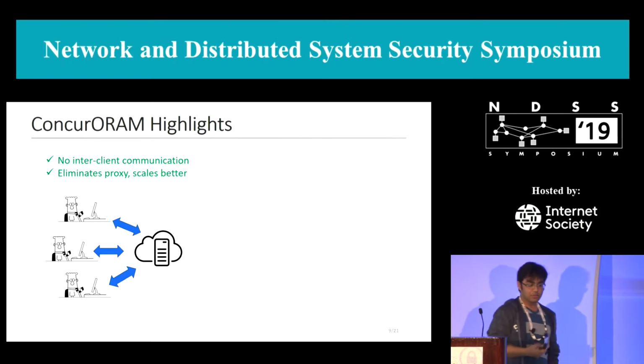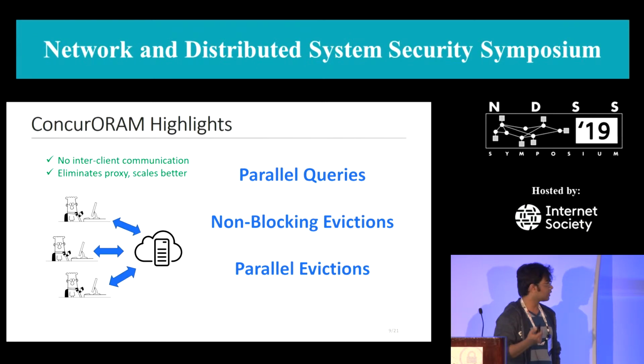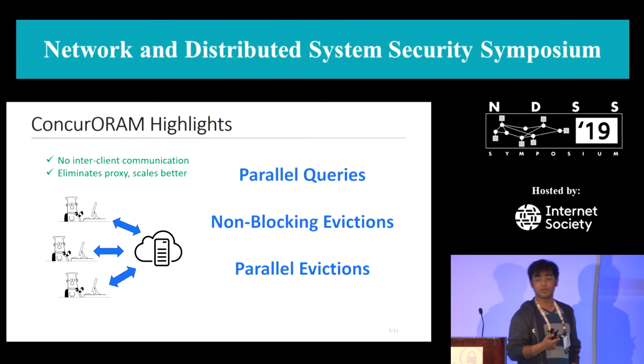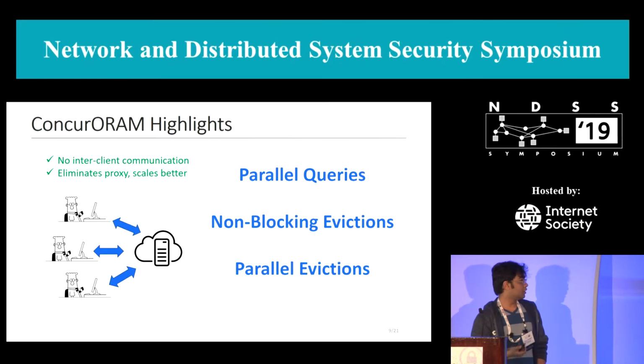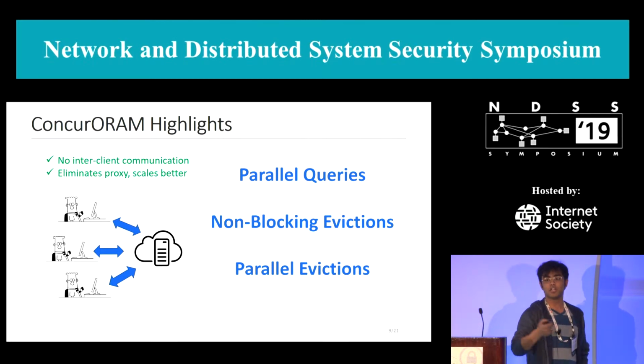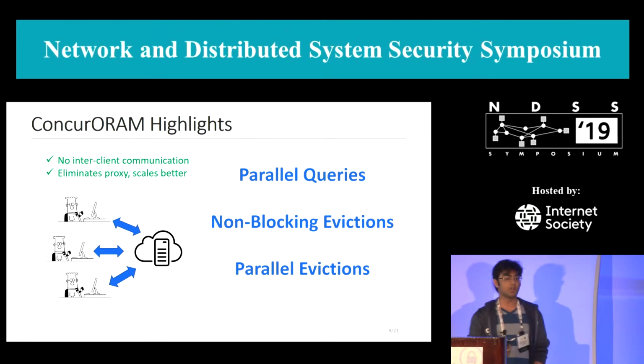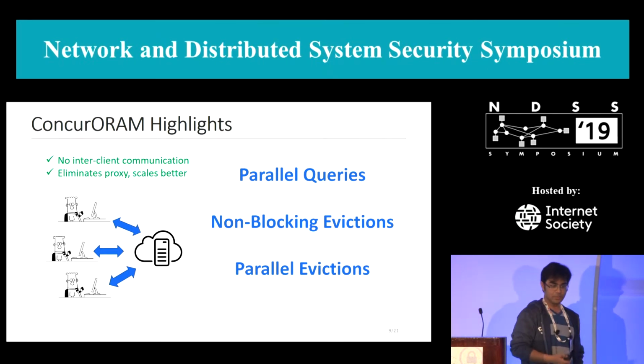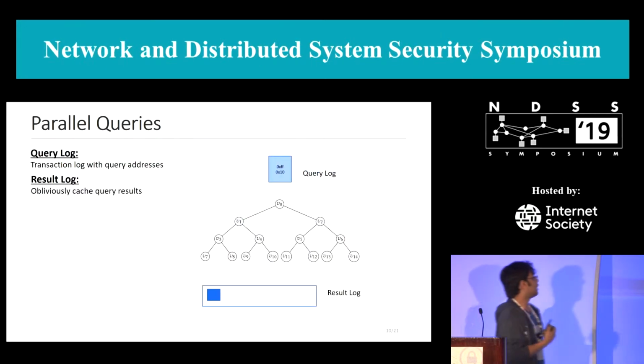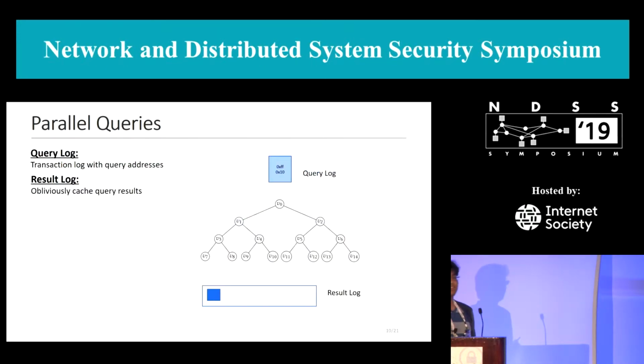And this is possible due to 3 key innovations. Parallel queries, which means that you can now execute multiple queries in parallel. Non-blocking evictions, which means that evictions do not need to block queries. And parallel evictions, which means we can now execute multiple evictions at a time. So I'll discuss all of these at a high level. So parallel queries, the idea is pretty simple.